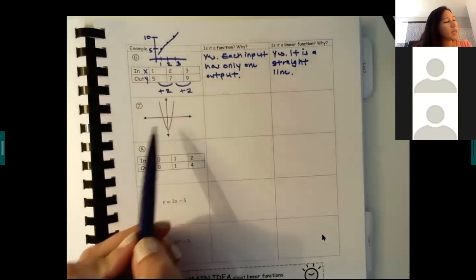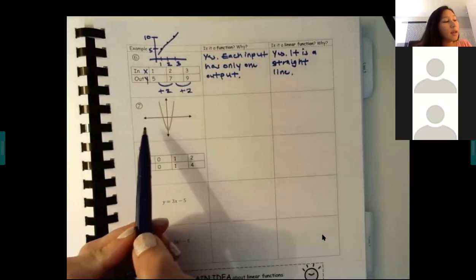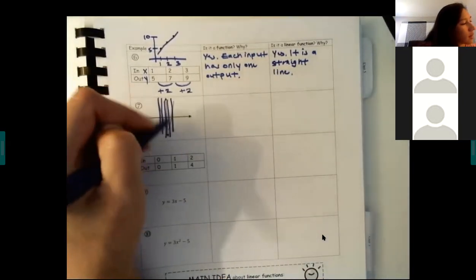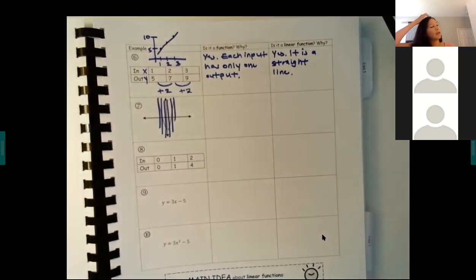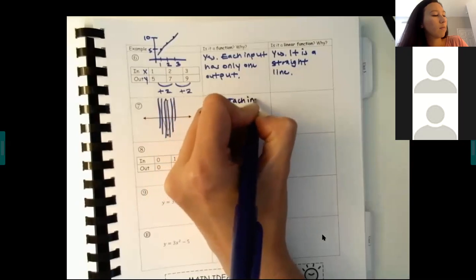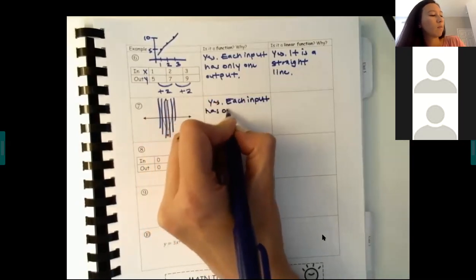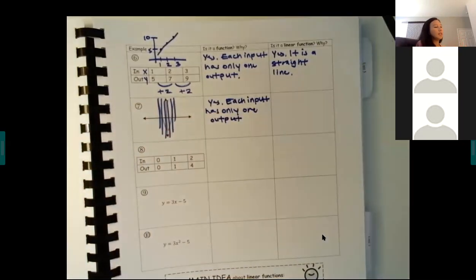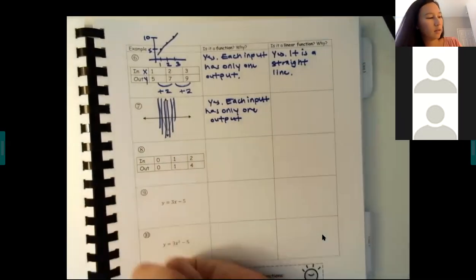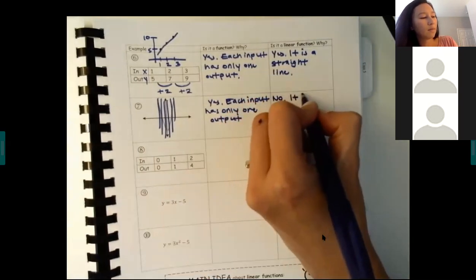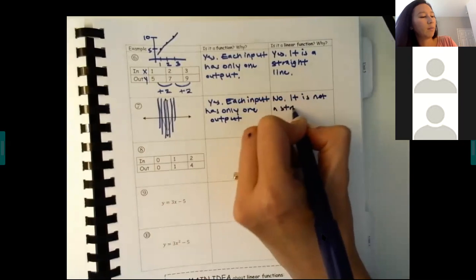Okay, number 7, is that a function? What do you think, Kalani, for number 7? Yes. Yes, very good. And Cheyenne, is this a linear function? No, because it's not a straight line. Very good.